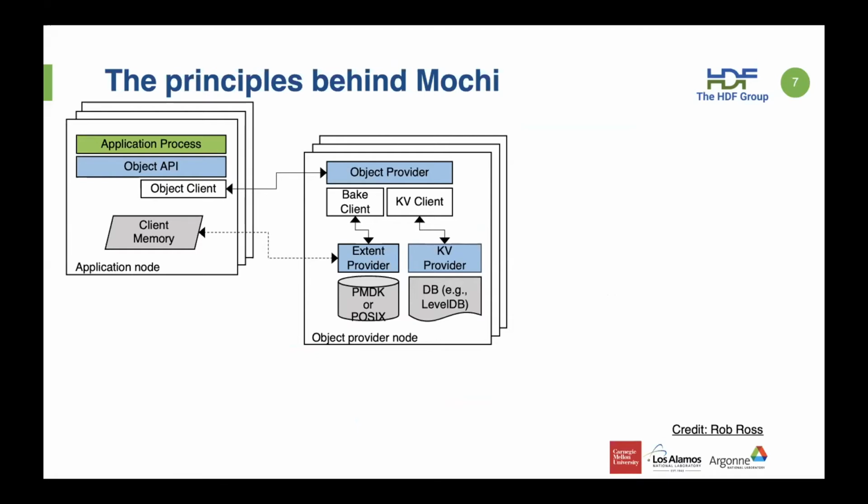One example, so the principles behind Mochi. That's an example of an in-house thing that we've been working with to define an object store. So you see you have application nodes and object provider nodes. That's basically client and server, where you have the application process that talks to the object API, and so you also have client memory.